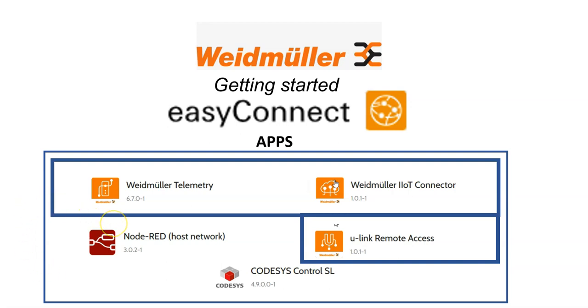There are two apps that are used by easyConnect. One is called the telemetry app and the other is called the Weidmuller IIoT Connect app. Currently, as of February 2024, these are the current versions. The Weidmuller IIoT connector is used to create a link from the hardware controller to the easyConnect platform. And the Weidmuller telemetry app is how to get data from the controller into the cloud service and create dashboard visualizations of the process. It's not for controlling, it's just for visualization and gathering data.